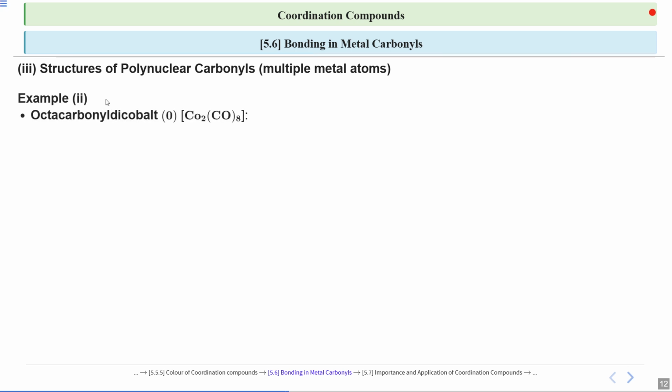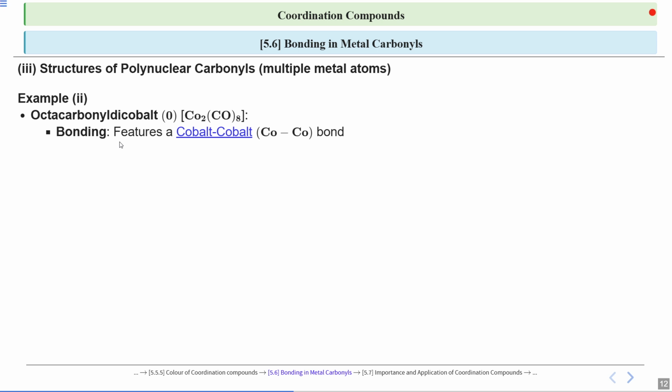Let's see another example of these polynuclear carbonyls. Example second, octacarbonyl dicobalt 0. That means there are 8 carbonyls attaching with dicobalt, meaning 2 cobalt central metals, and the cobalt has 0 oxidation state.